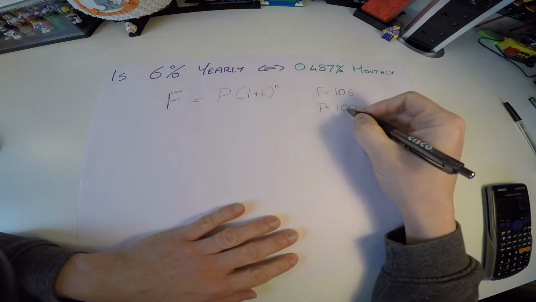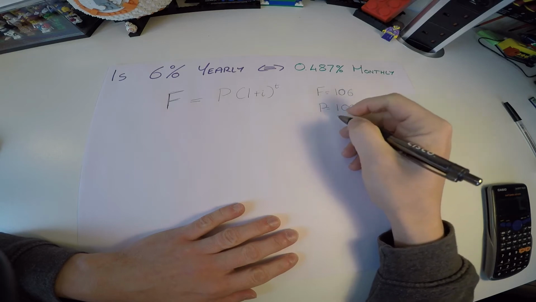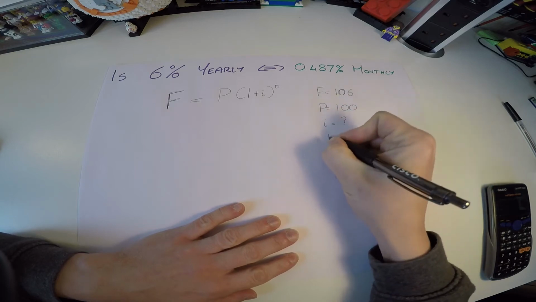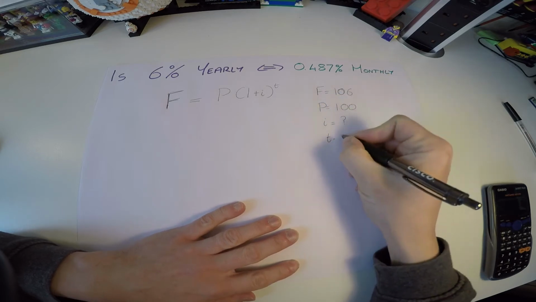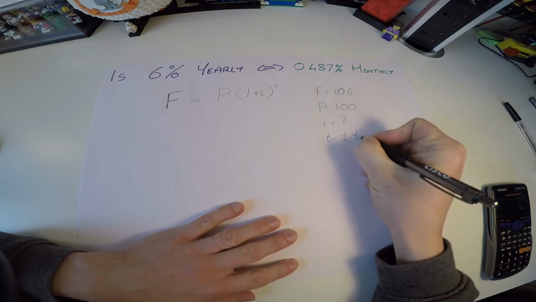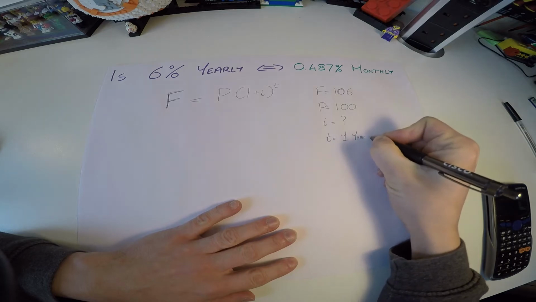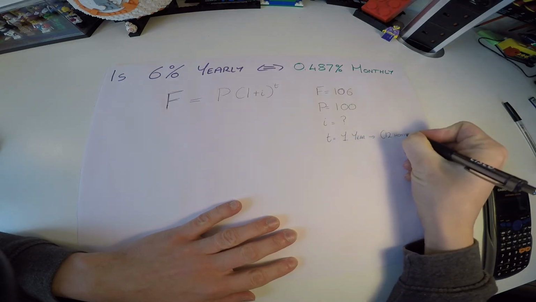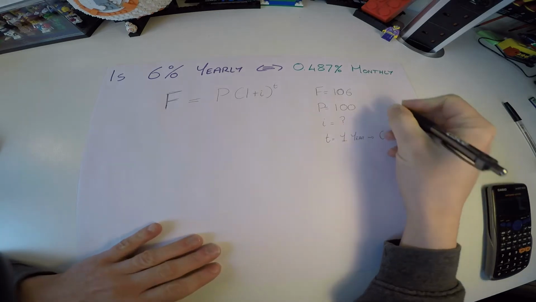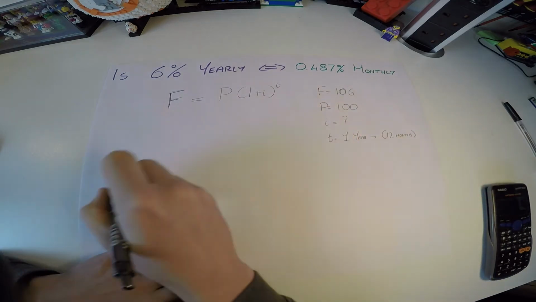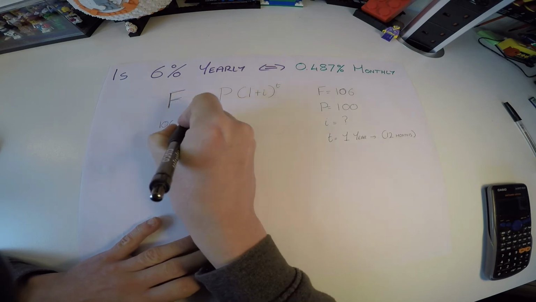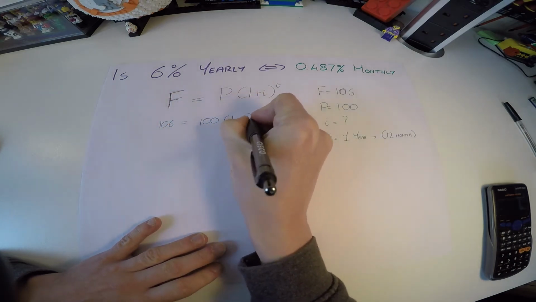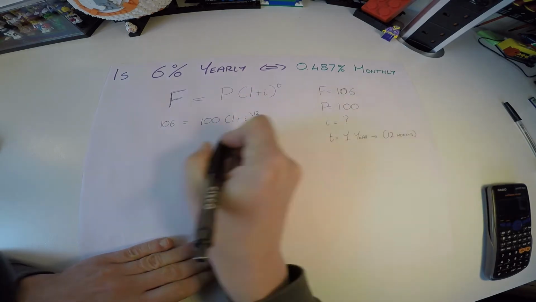So I definitely know 106 is 6% bigger than 100. And that will work for any percentage if you pick P to be 100. Now, what do I pick I to be? Well, that's what I'm looking for. Now, T. I know that it takes 1 year for this to happen. But of course, I want my interest rate monthly, so we're going to change that to 12 months. So we have the information we want, we just have to get this I. So F equals 106, P equals 100, 1 plus some I to the T, which is now going to be 12.